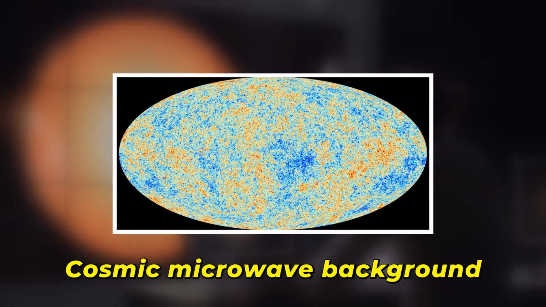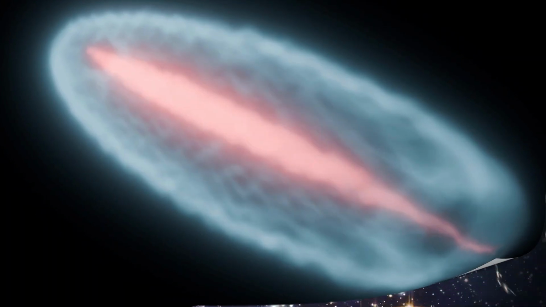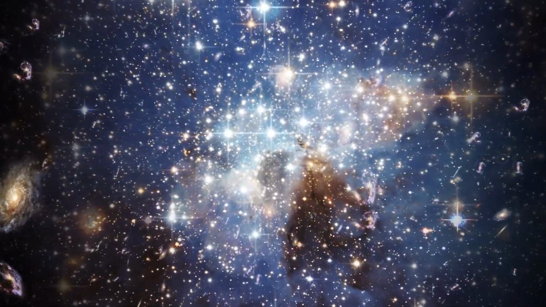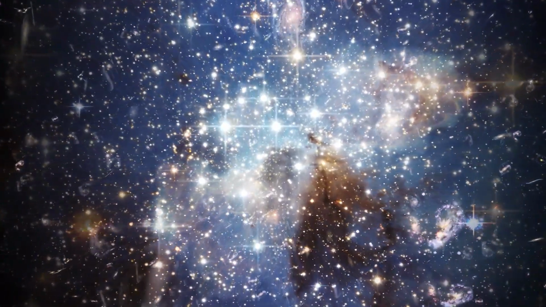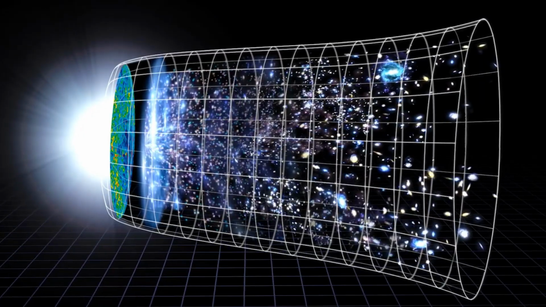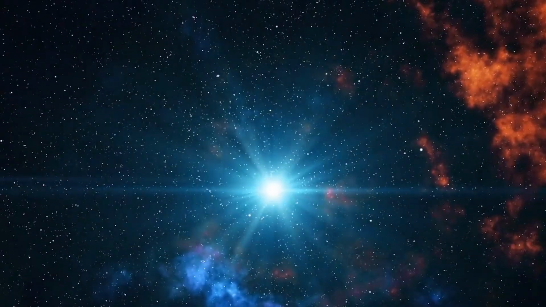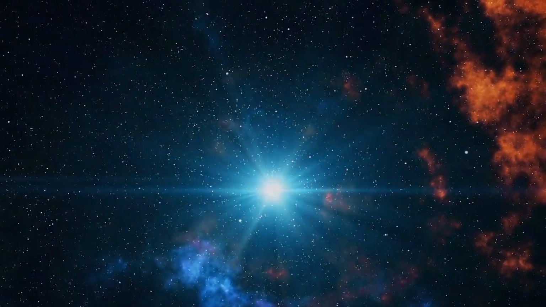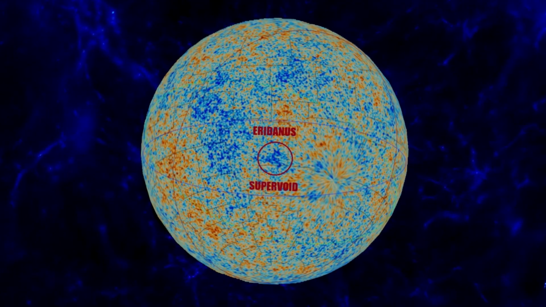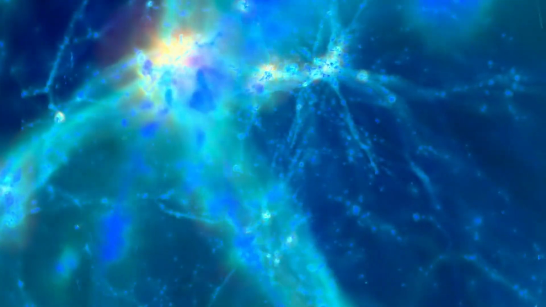In 2004, scientists mapping the cosmic microwave background, the leftover radiation from the Big Bang, found something bizarre. A huge region of space colder than its surroundings, far colder than should be possible. They called it the cold spot. It's not just a minor temperature dip. It's a massive, anomalous region that spans hundreds of millions of light years. And here's the twist. It overlaps with the Eridanus supervoid. Two impossible phenomena in the same region.